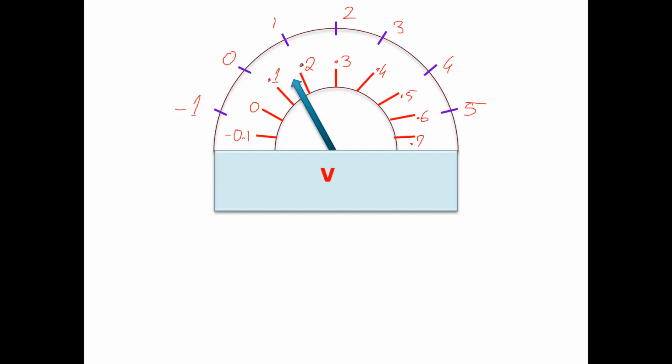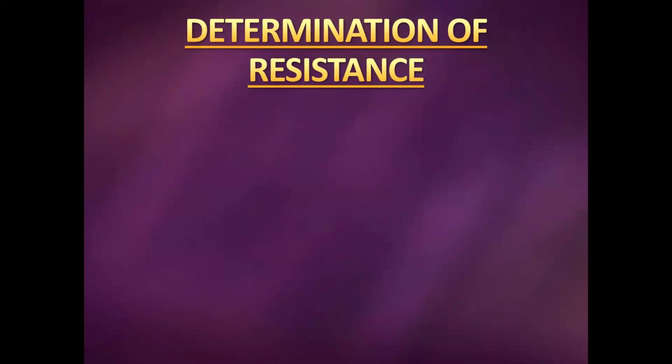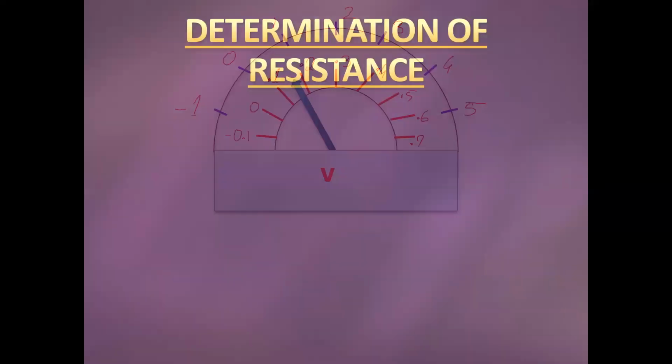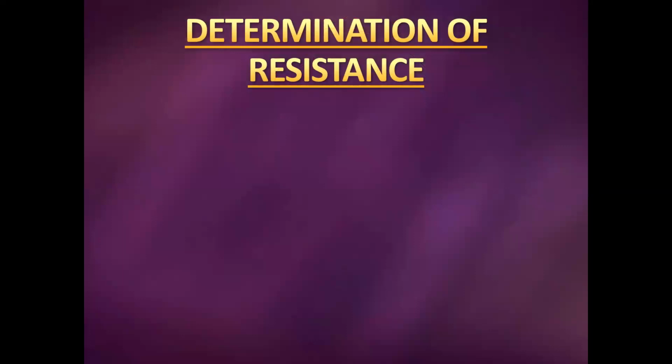Now give a heading: Determination of resistance. No need to draw the circuit, as you have already drawn it for the ammeter; the same thing is there. So give this heading and we stop here, because we are about to start this topic, and we will start it in a new class. It's up to here, and we will continue in our next class. Allah Hafiz.